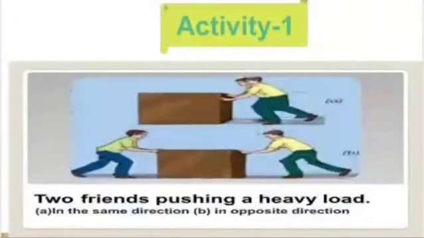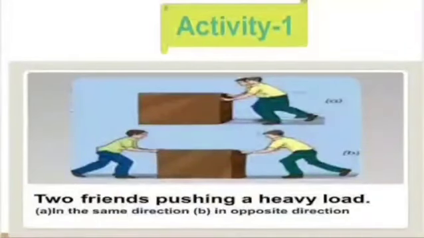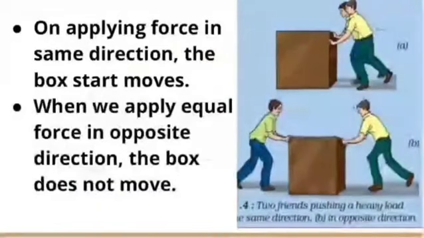You try to push the box in the left direction and then your friend tries to push the box in the right direction, and both of you apply the same force, and due to this the box does not move. What we conclude is that if we apply a larger force in the same direction, then the box starts moving, and when we apply equal force from the opposite direction, then the box does not move.